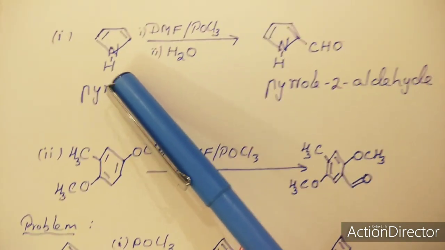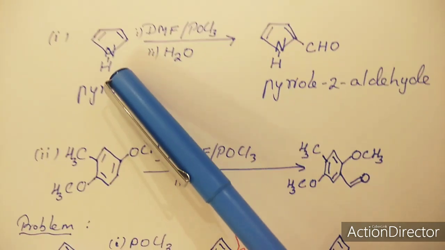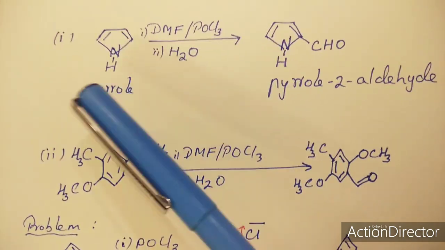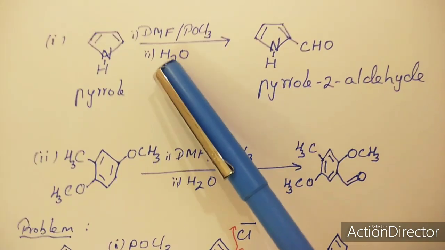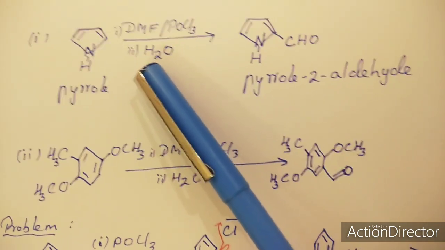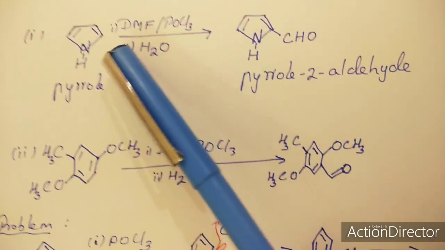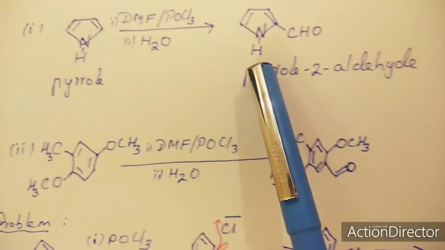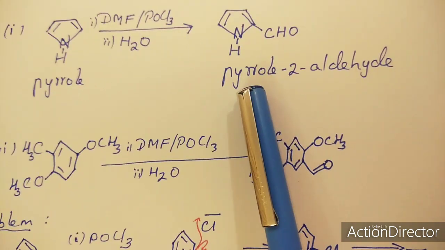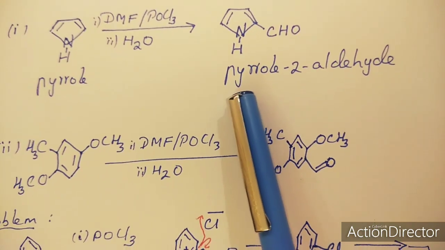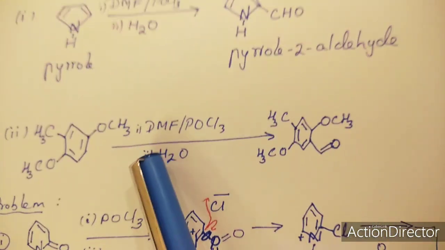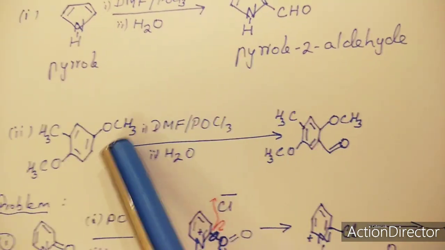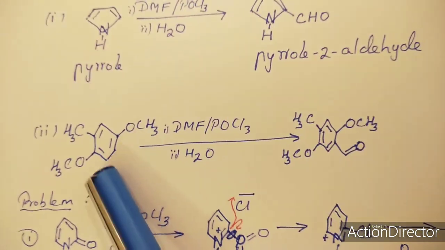This is a pi-rich ring, an aromatic substrate, pyrrole, in the presence of DMF and POCl3, and then reacting with water. What will we get? Pyrrole to aldehyde, because now we know the mechanism as to how it proceeds, so we won't be doing the mechanism again and again, just one or two examples to make you more familiar with our Vilsmeier Haack reaction.